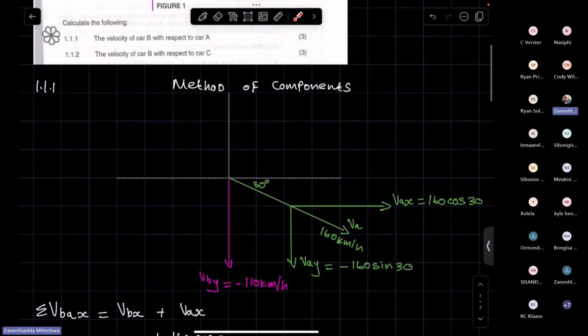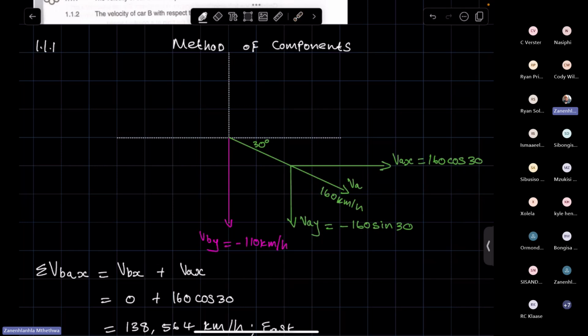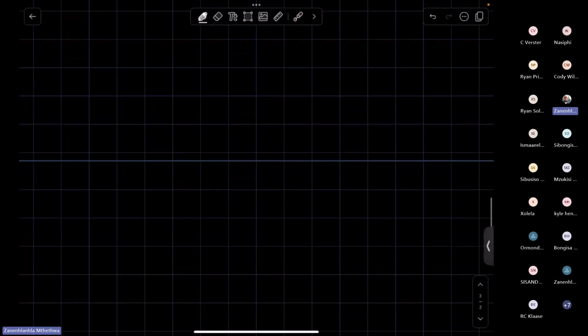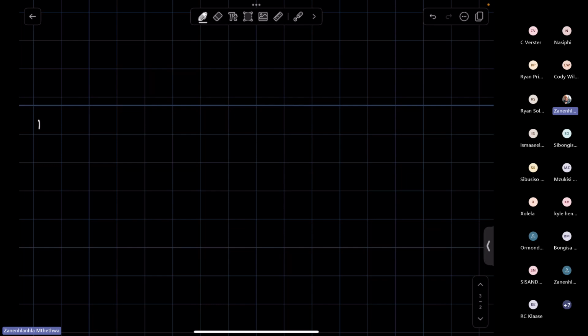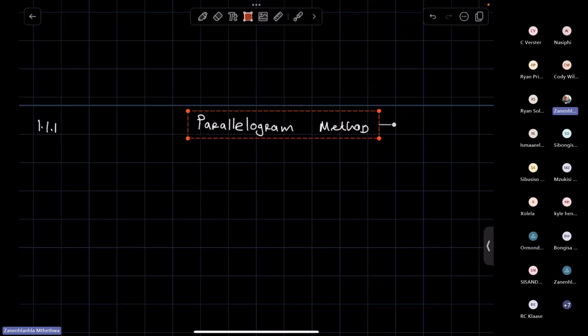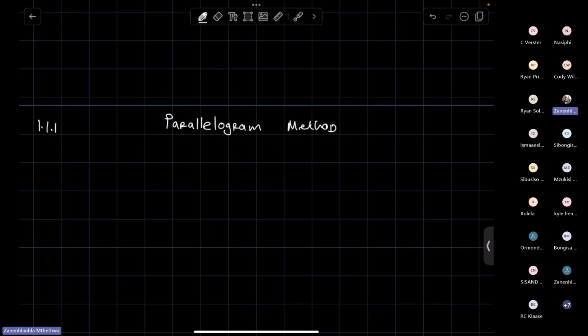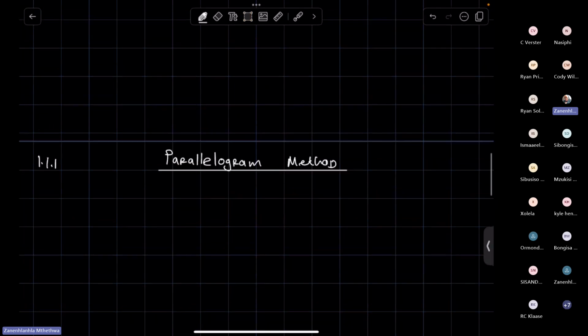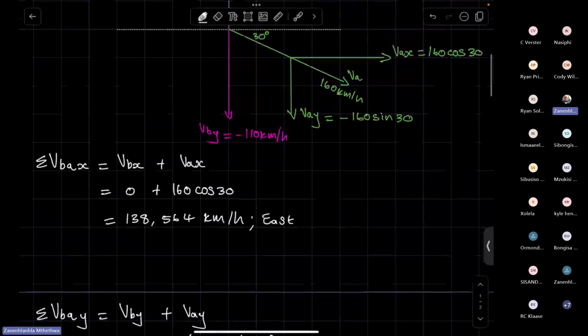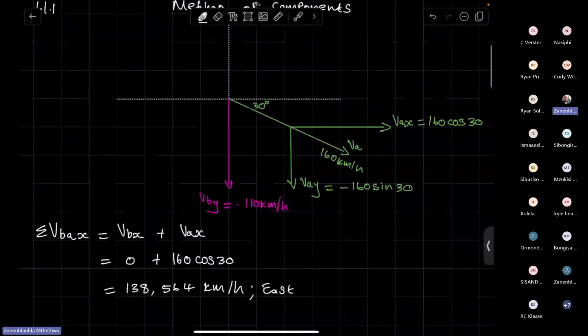Right. So now we are going to look at the same problem, but now using the parallelogram. So this is still 1.1.1, but now we're using the parallelogram or vector diagram method. Essentially, we are going to do the very same thing.